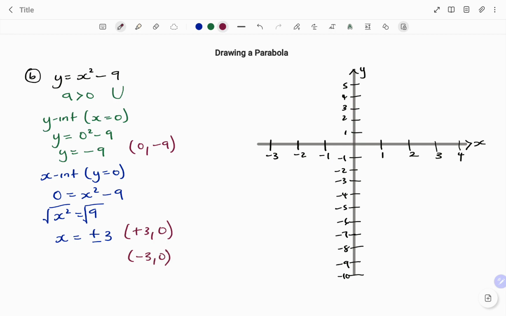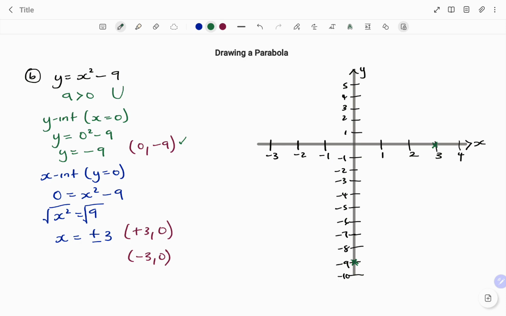We need to look for all those points on our Cartesian plane. We start with our y-intercept. At the y-intercept, the value of x is 0, so therefore we have 0, minus 9. So 0, minus 9 will be at this point as shown. The second point we're going to find is 3, 0. That's our x-intercept. So if x is positive 3, the value of y is 0. We have a second point as shown.